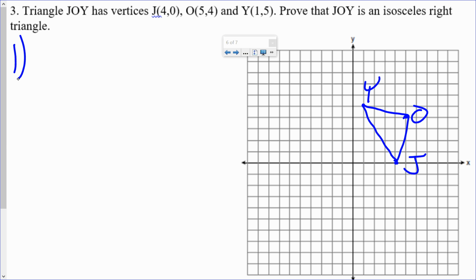It wants me to prove that JOY is an isosceles right triangle. So there's two parts of this. It wants us to prove it's an isosceles right triangle. So I have to prove it's isosceles and prove it's a right triangle.